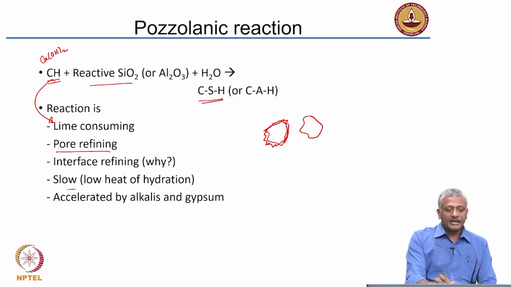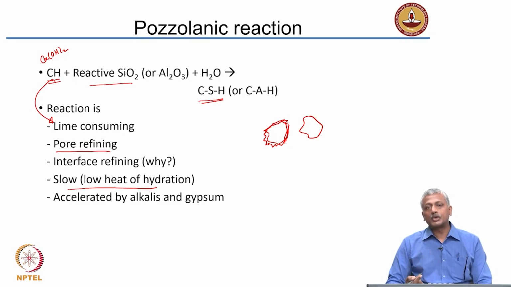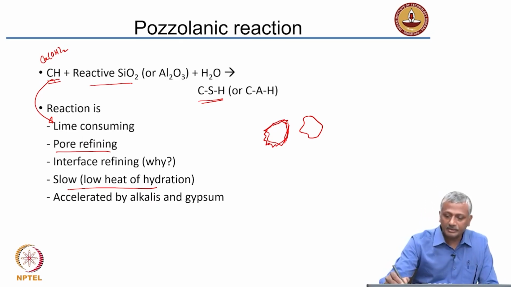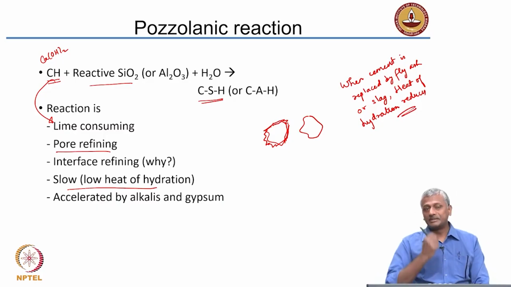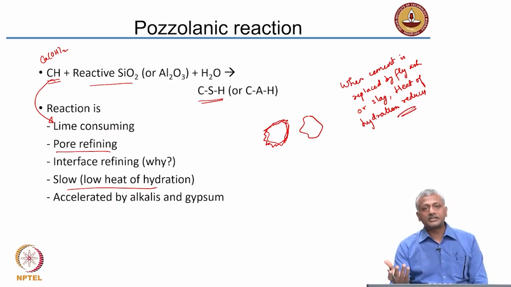This reaction is slow. So, basically it leads to an overall reduction in the heat of hydration. So, when cement is replaced by fly ash or slag, the heat of hydration reduces. So, what happens is, instead of using a low heat cement for certain applications like a dam for instance, I can still use a general purpose cement, type 1 cement, but replace it partly with fly ash or slag. That will bring down the extent of heat.